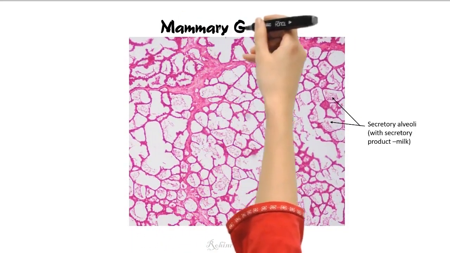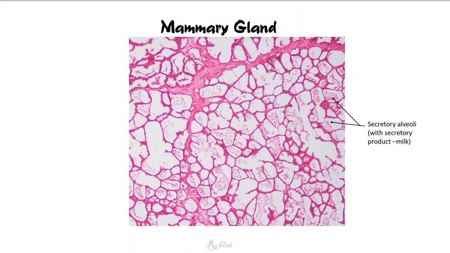The secretory alveoli with the secretory product, which is the milk, can be seen in this slide of mammary gland. This slide can be confused with prostate or lung. Soon we will have a look at the ways to differentiate similar looking slides in the next video.